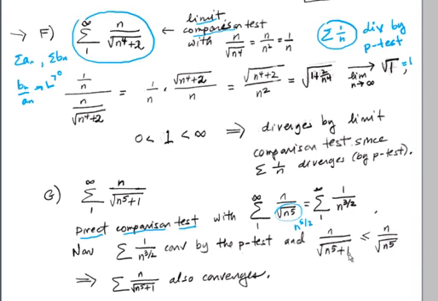Now notice that this term in our series is smaller than this one, because this one has the plus 1 in the denominator, making it smaller. All right, so since this one converges, and this one's even smaller, by the comparison test, this one also converges.